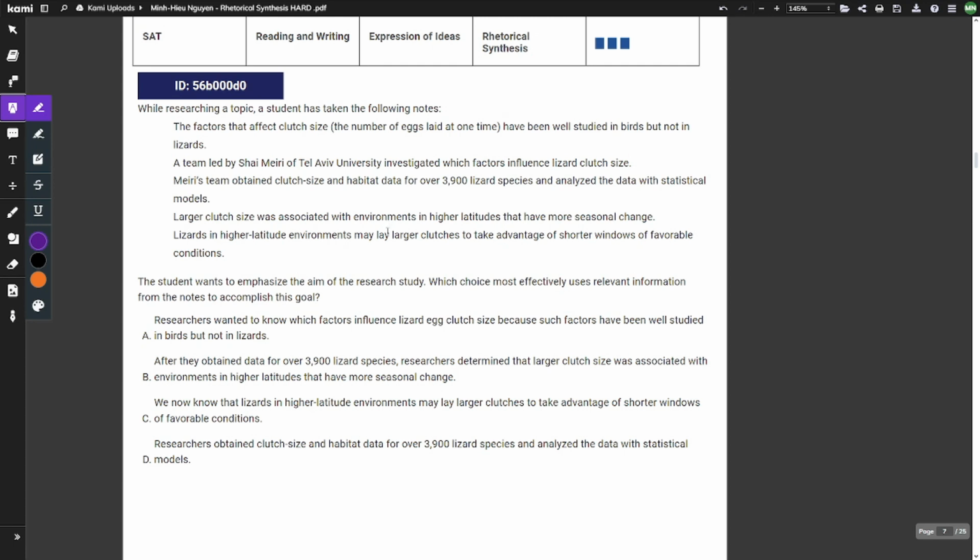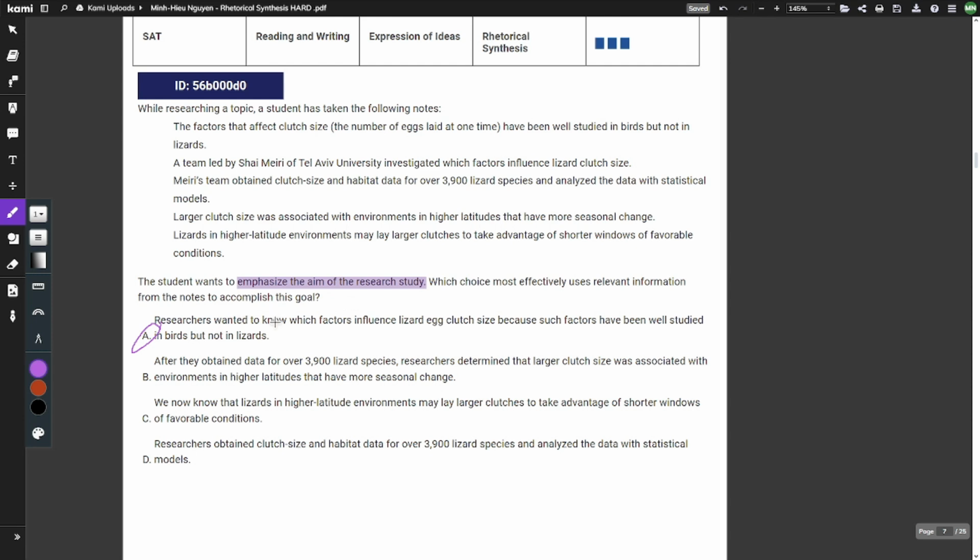Question number 7. Let's look at the task, which is to emphasize the aim of the research study. So this is just like question number 1 where we had to find the aim. So let's look at our answer choices. Researchers wanted to know. Alright, well, that's our answer. Once again, what was their aim? Why did they want to do this study?